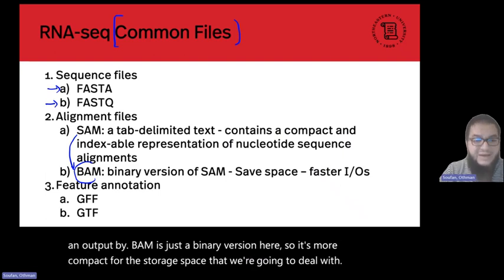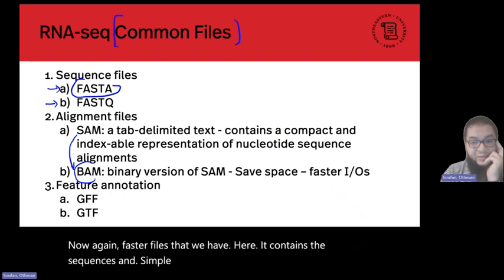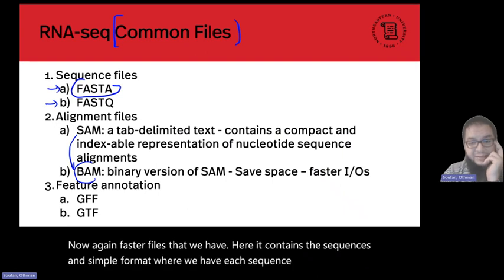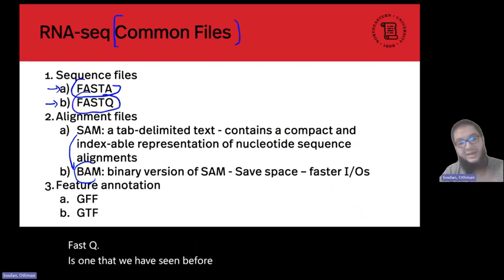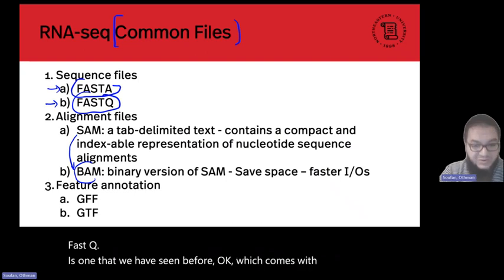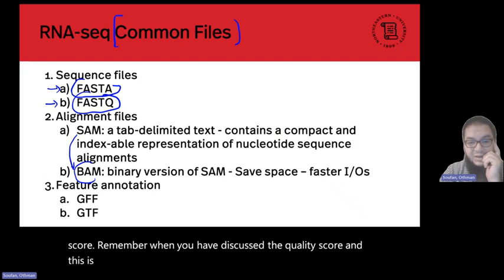Now again, the FASTA files contain the sequences in a simple format where we have each sequence, and FASTQ is one that we have seen before, which comes with a quality score. Remember when we discussed the quality score, and this is one of the concepts.